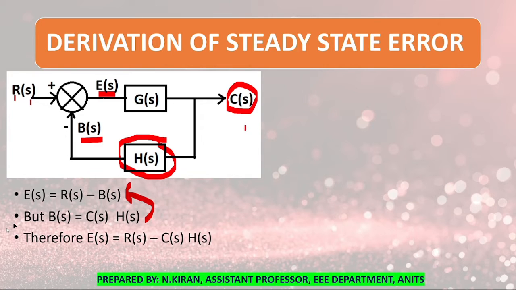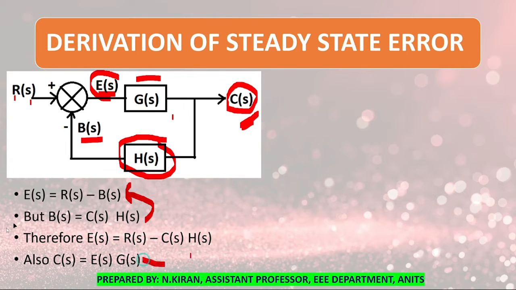And this C(s) is obtained by taking the product of the error signal E(s) and the gain of the forward path G(s). So therefore C(s) I can write as E(s) into G(s).